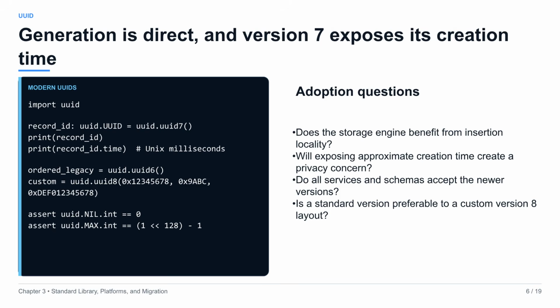The UUID module now provides UUID6, UUID7, and UUID8 constructors. A version 7 identifier includes a millisecond timestamp that is available through the time attribute, making chronological sorting and partitioning straightforward. That timestamp also exposes approximate creation time, which may be undesirable in a public identifier. Version 8 accepts custom fields and therefore demands a documented organization-wide format if it is used at all. Before migration, verify database types, validators, regular expressions, application programming interfaces, and language implementations across every service. An identifier can be valid under the new standard, while still being rejected by older assumptions.